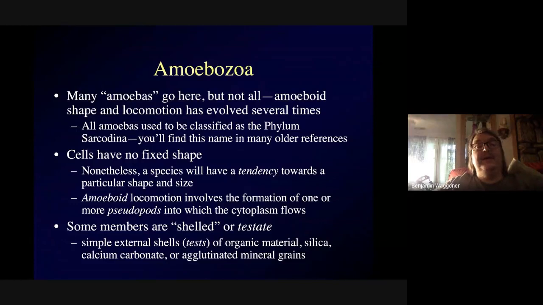Right. And in some cases, the tests are made of organic matter. They may be made of silica, which is produced inside the cell, occasionally calcium carbonate, or others will pick up little mineral grains and glue them together to form a test. And we call that agglutination, when the cell glues little tiny sand grains together to make a shell for itself.